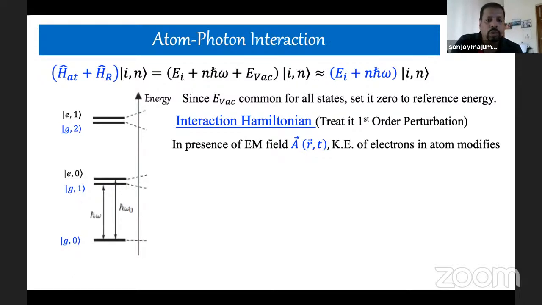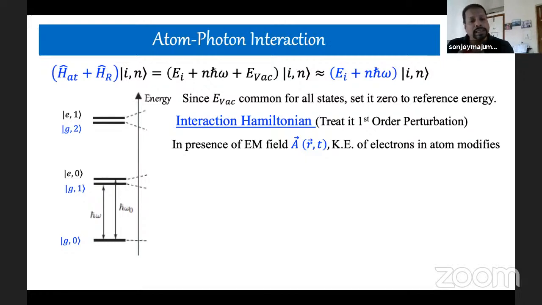So what I said is that we are setting the reference energy as 0. Now, once we have this uncoupled system of atom and field, let us introduce the coupling between the atom and the field as a first order perturbation to the system. We want to see the physics, and first order perturbation will be sufficient to give the physics.